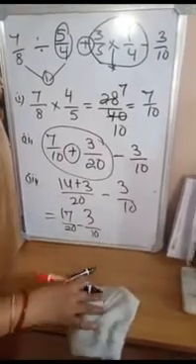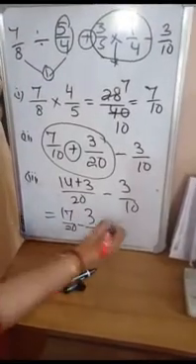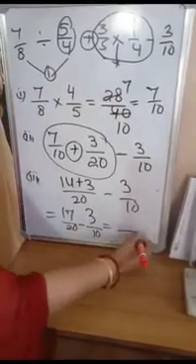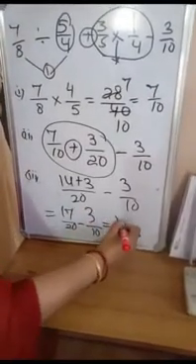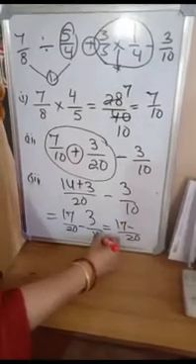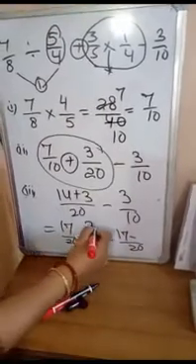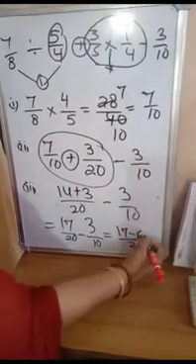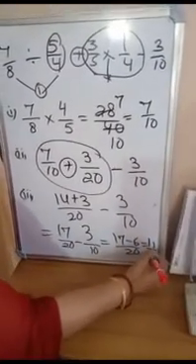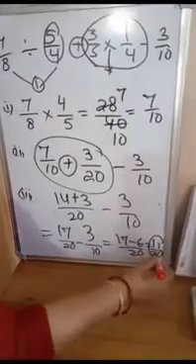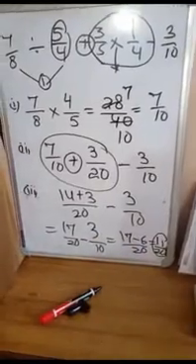At last we will have to do the subtraction. Here the denominators are 20 and 10, so we will take the LCM, 20. 17 minus: 20 divided by 10, 2 is the quotient, multiply this by 3, 3 twos are 6. So the answer is 11 by 20. Here all of you see that the result, after simplification, is 11 by 20.